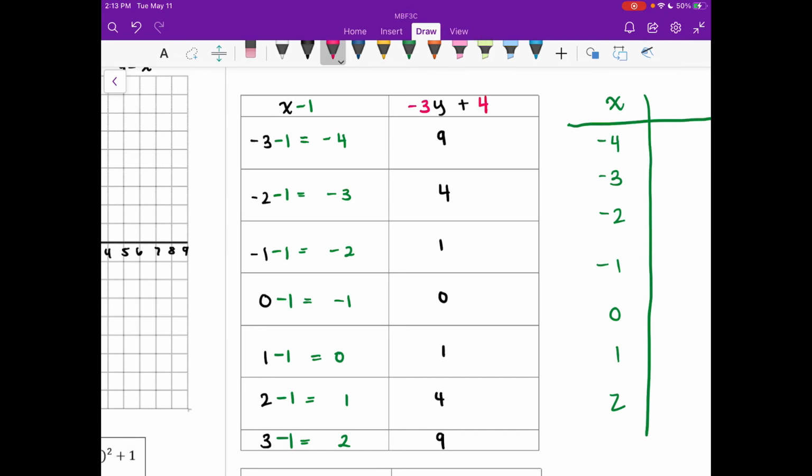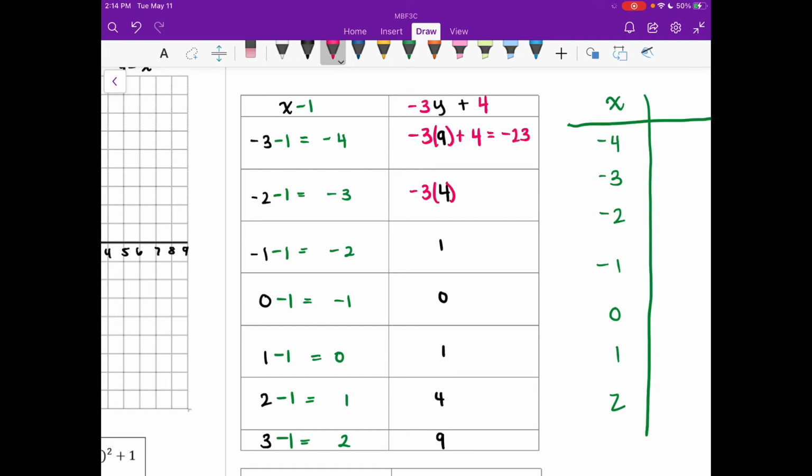So it's going to be -3y plus 4. Let's just go plug in. -3 times 9 is going to give me -27. Plus 4 is going to give me -23.